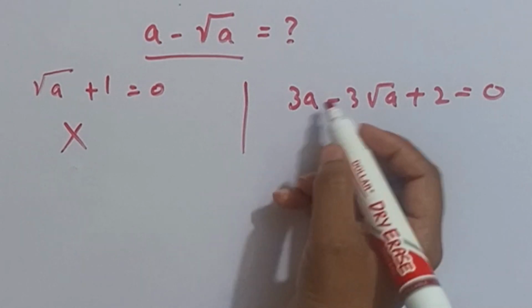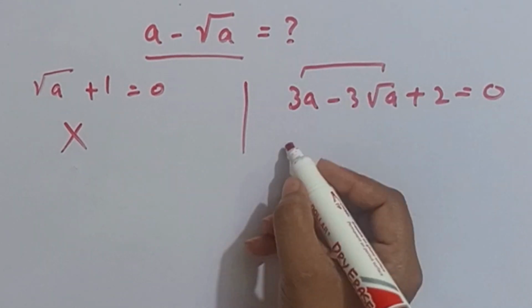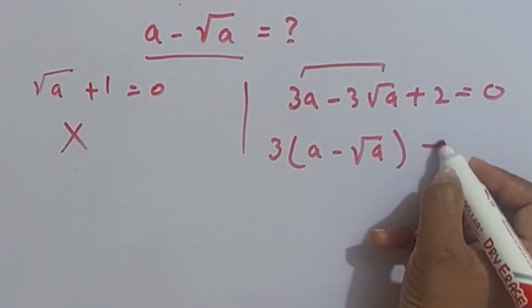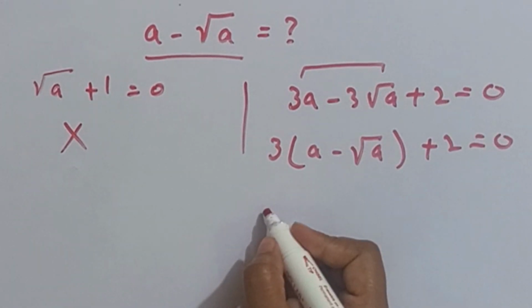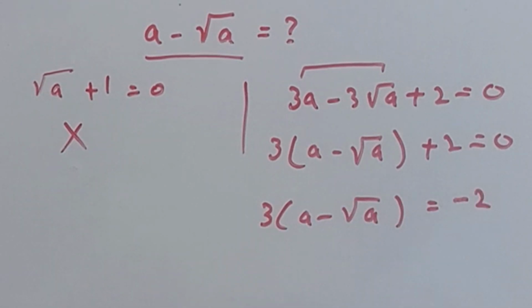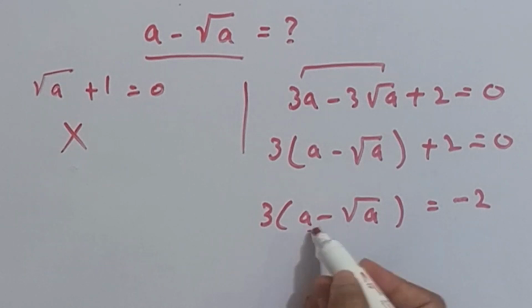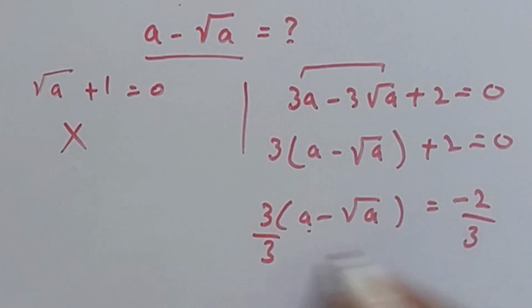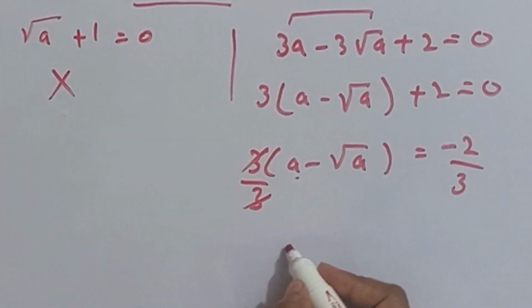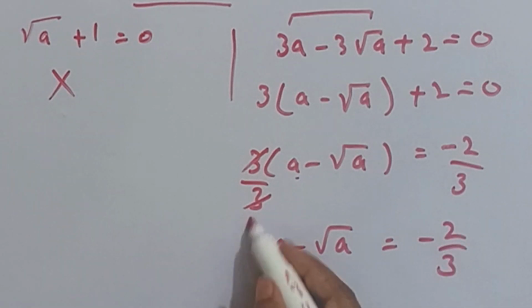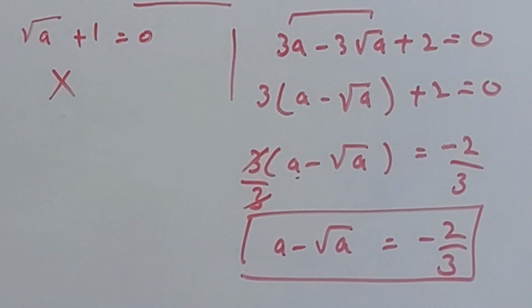Now look at this. Look at the first two terms, 3 is involved in these two terms, so we factor out 3, and the remaining is a − √a + 2 equals 0. Then we get this one. We just find the value of this one. So in the next step, we divide this equation by 3 on both sides. This and this cancel. We just get a − √a equal to −2/3. And this is the answer of our required part.